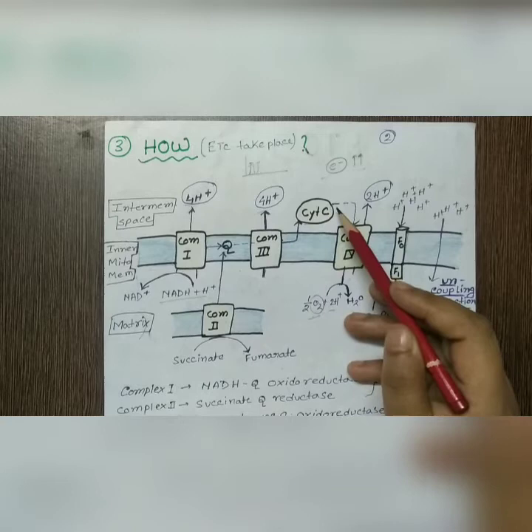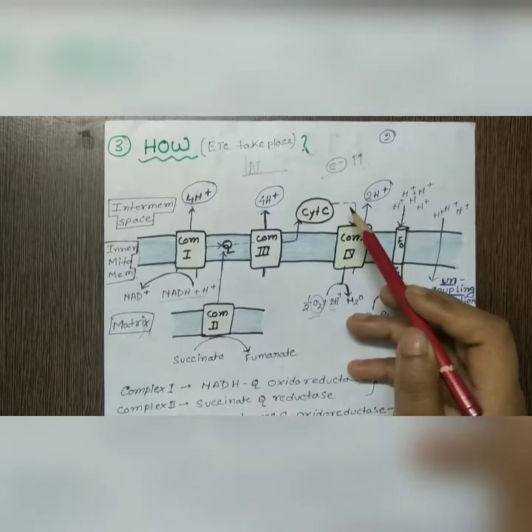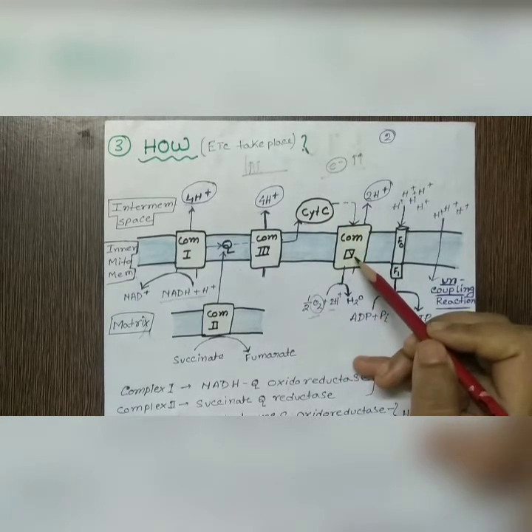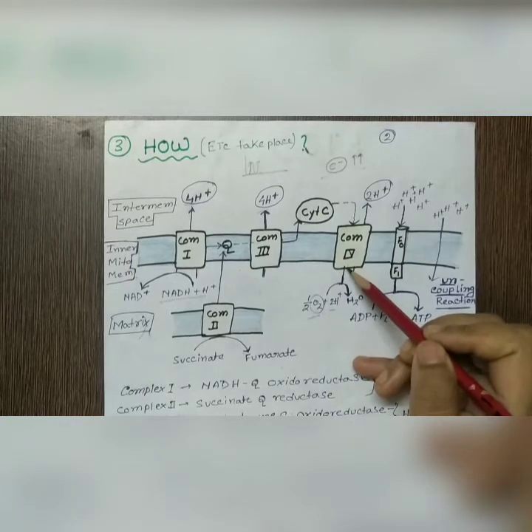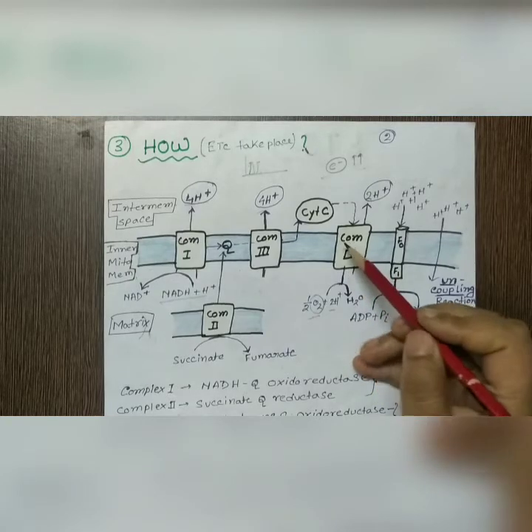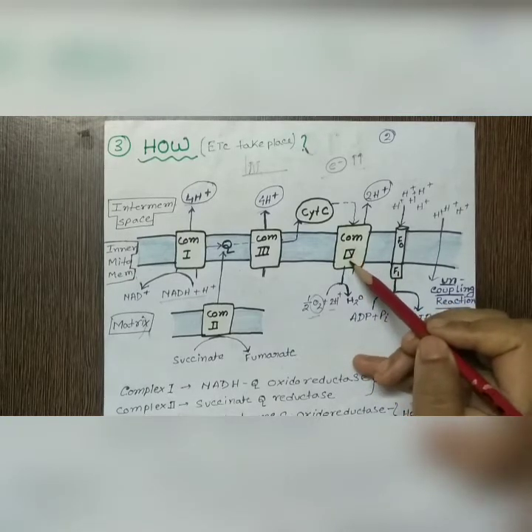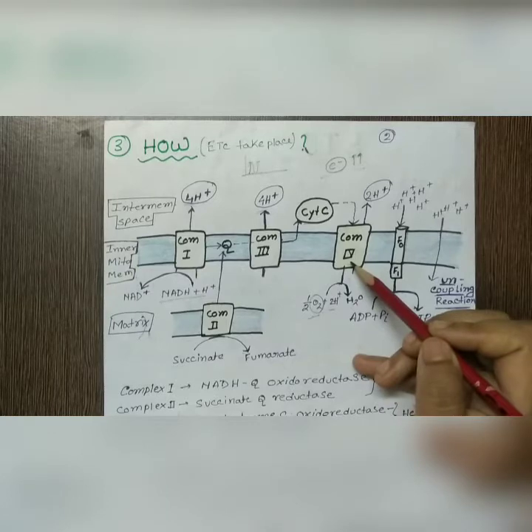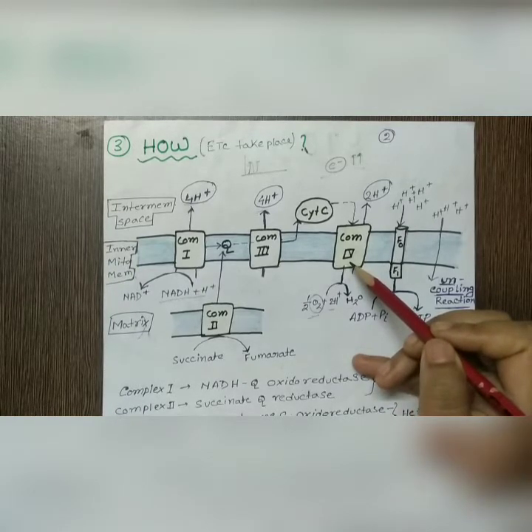They actually give their electron to complex 4, right? Complex 4 already goes to a higher energy state when it gets this electron, but it says no, I also can't stay in that form.